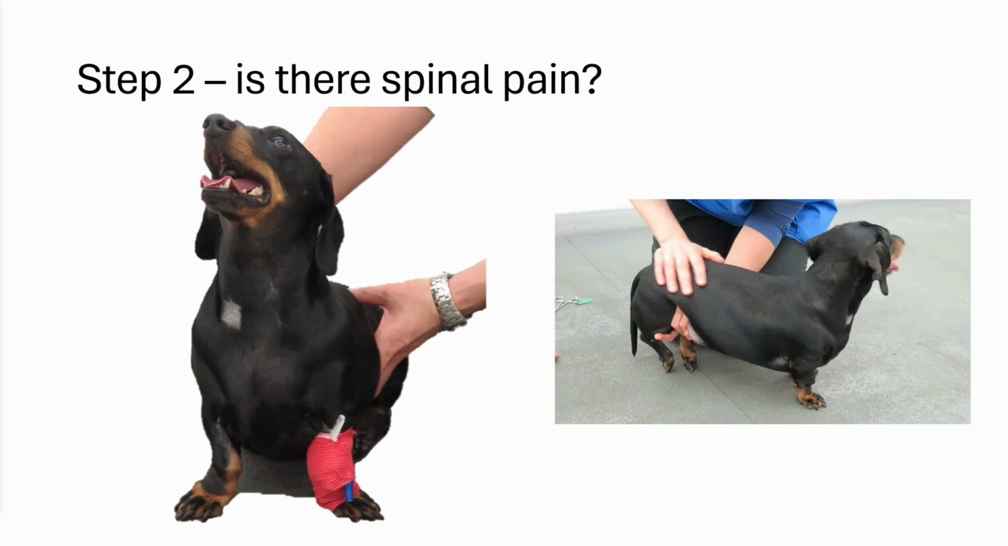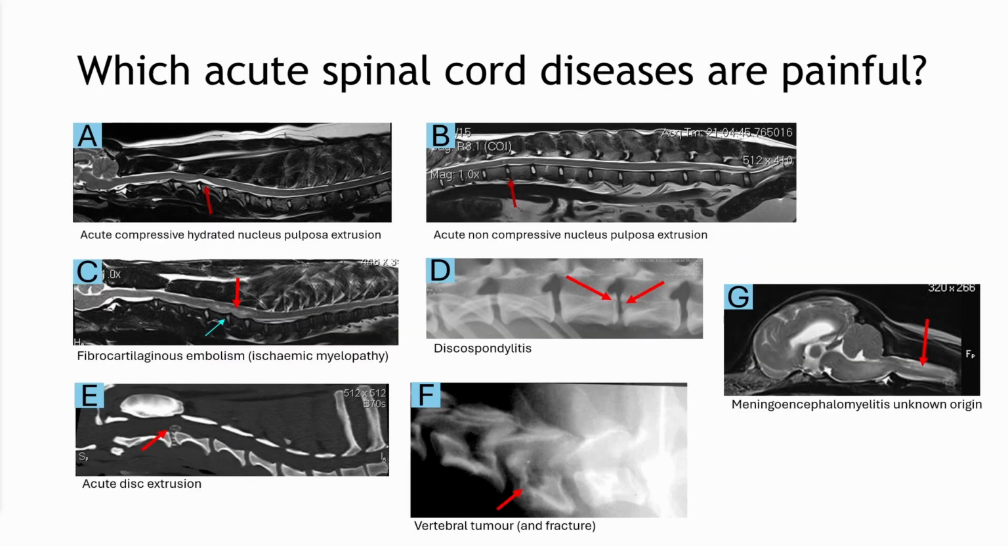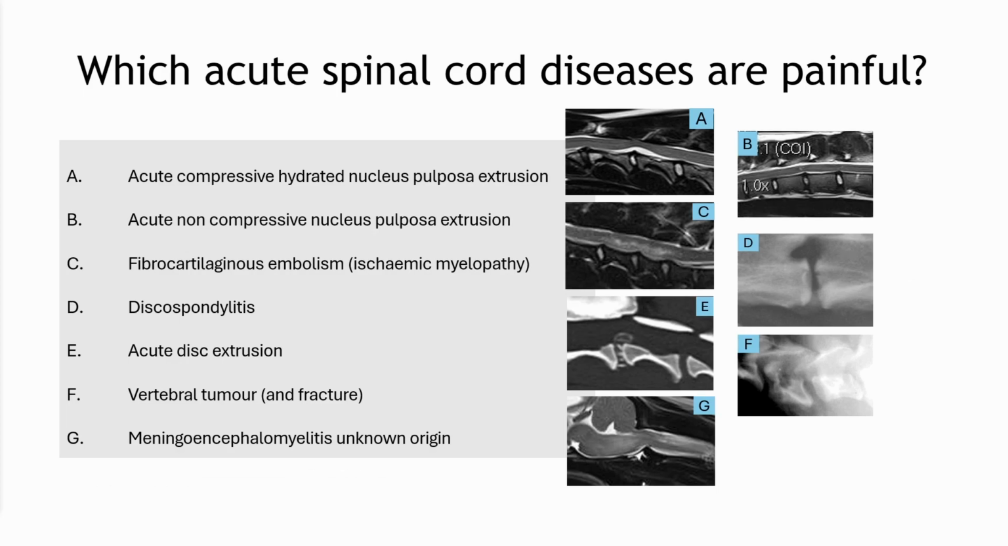So my next interactive question is, which of these diseases, we've seen them already, are painful? And I won't go through all of the different types again because I have them in this slide here. So when I'm talking about this, I said spinal cord diseases, and that's an important aspect here. So I'm talking about animals that are presenting with acute onset paralysis or weakness and are also painful.